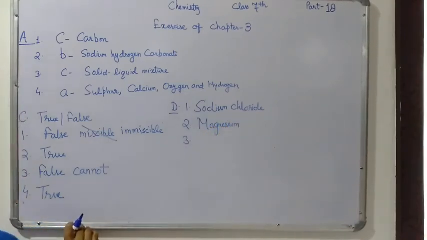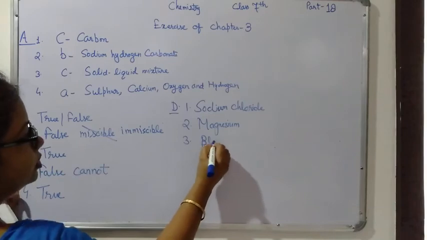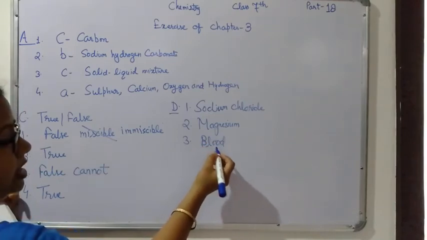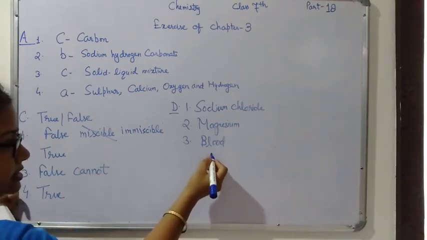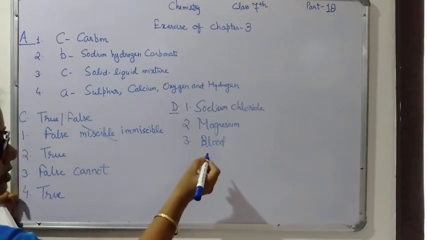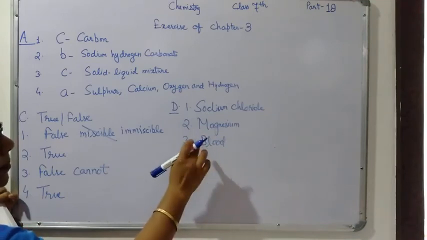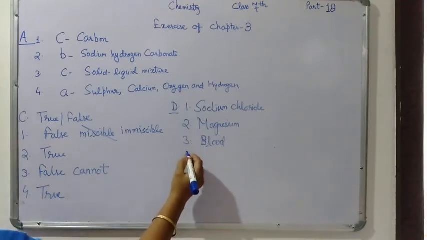Now third one, a mixture of platelets, red blood corpuscles, white blood corpuscles and plasma, blood. Blood is a mixture of RBC, red blood cells, WBC, white blood cells, platelets and plasma. These all things are mixed in the blood. That is why blood is a very good example of mixture.